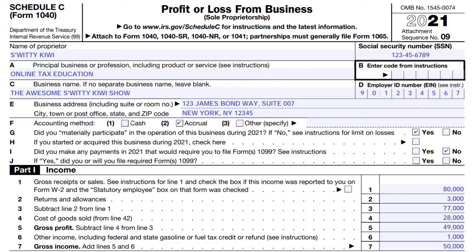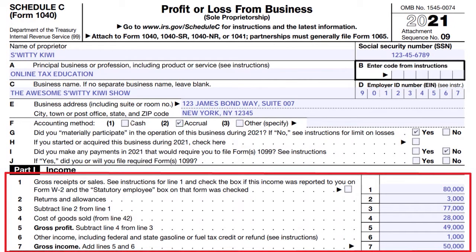I want to talk to you now about Part 1 income, folks. Are you with me? Are you following? All right. So in Part 1, we actually put that we made 80,000 in sales. That's line 1. Number two, you have returns and allowances.